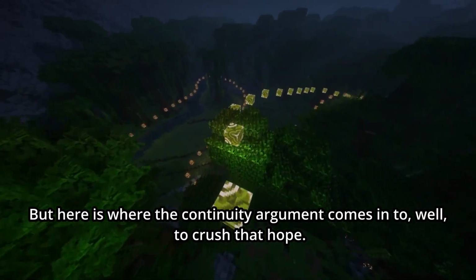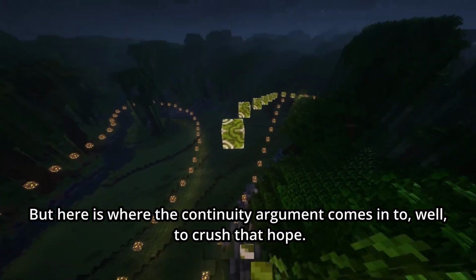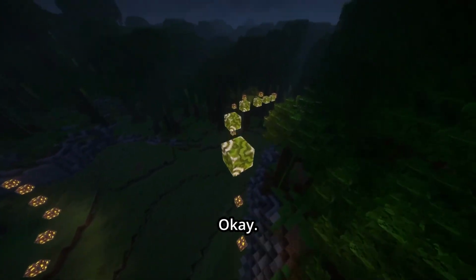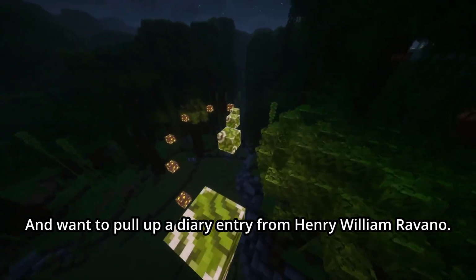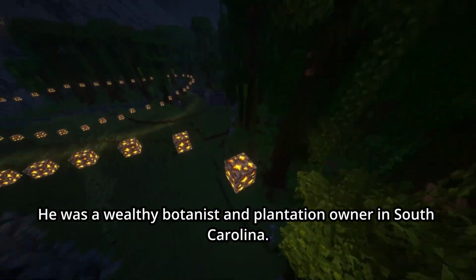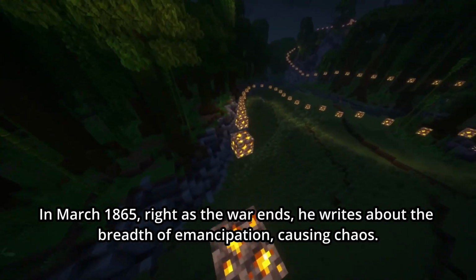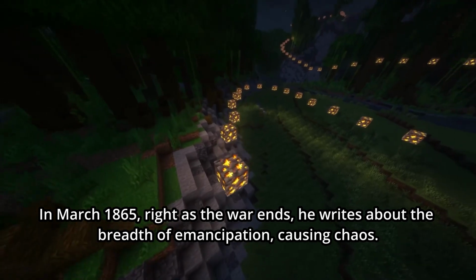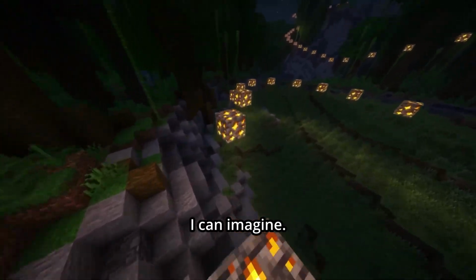It was. But here is where the continuity argument comes in to crush that hope. We have to look at the economic reality. Okay, I want to pull up a diary entry from Henry William Ravenel. He was a wealthy botanist and plantation owner in South Carolina. In March 1865, right as the war ends, he writes about the breath of emancipation causing chaos.